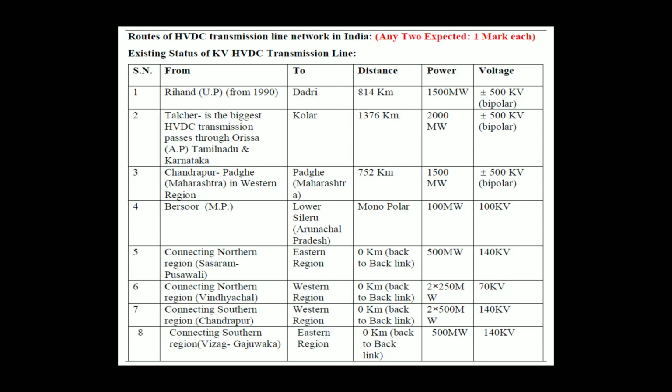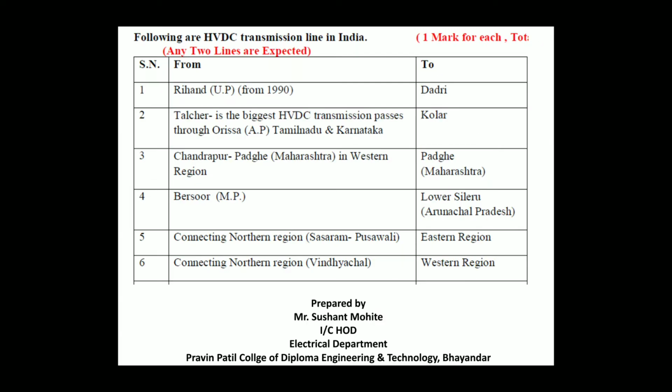Then connecting the southern region, Chandrapur to the western region, it's a 0 kilometer back-to-back link. Power is 2 into 500 megawatt, and the voltage is 140 kV. Then connecting the southern region, Vizag to the eastern region, 0 kilometer back-to-back link. Power is 500 megawatt, and the voltage is 140 kV. These are the routes of the HVDC transmission line network in India. This same question was asked in the exam, I think in summer 2017.